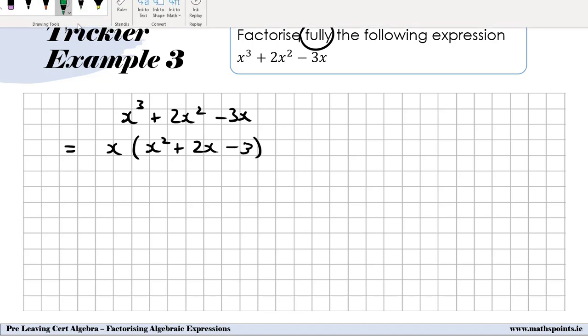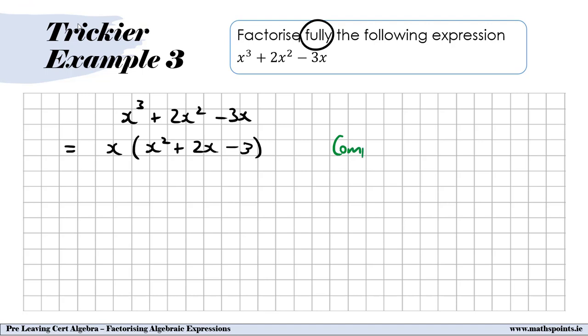So what I did initially was, I just took out a common factor of x. So some people might spot now that the bracket we've created has a quadratic within it. And so we can further factorize that quadratic by opening up two sets of brackets. So we have an x outside, and then inside the two sets of brackets, we're just going to factorize x squared plus 2x minus 3.